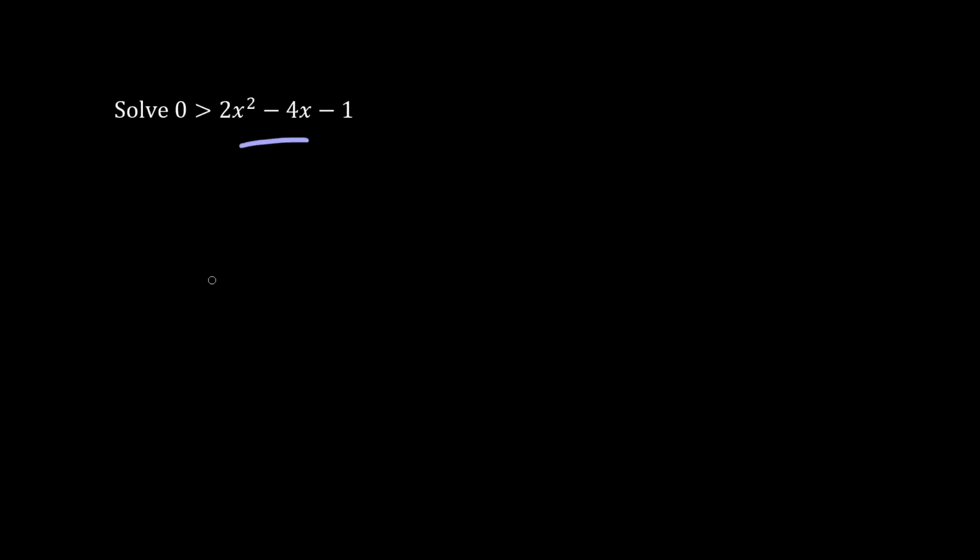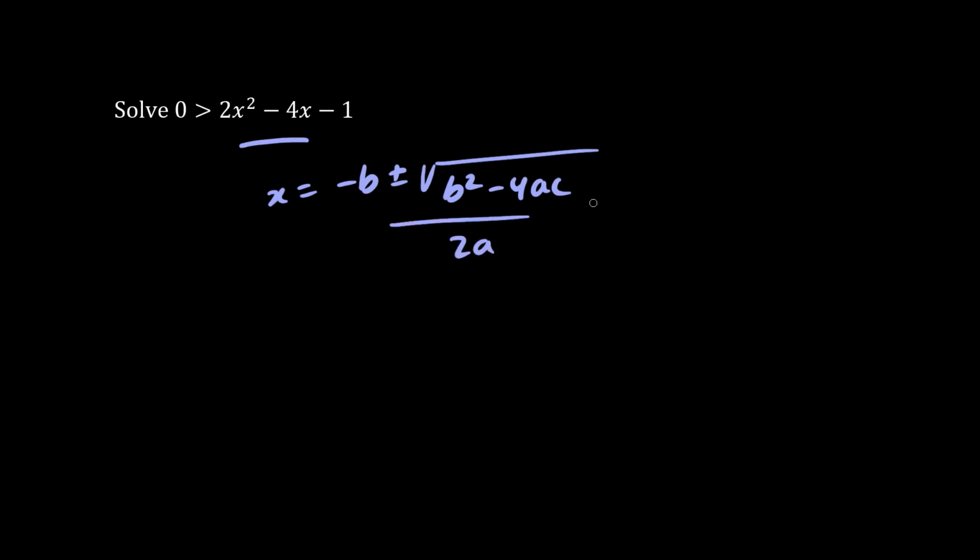Let's solve this quadratic inequality that cannot be factored. We can't factor this quadratic, so let's use the quadratic formula to determine the roots. x equals minus b plus or minus the square root of b squared minus 4ac, all over 2 times a. So we know that the a value is 2, the b value is negative 4, and the c value is negative 1.